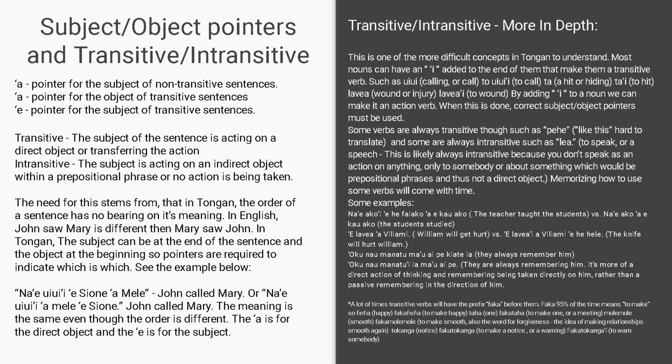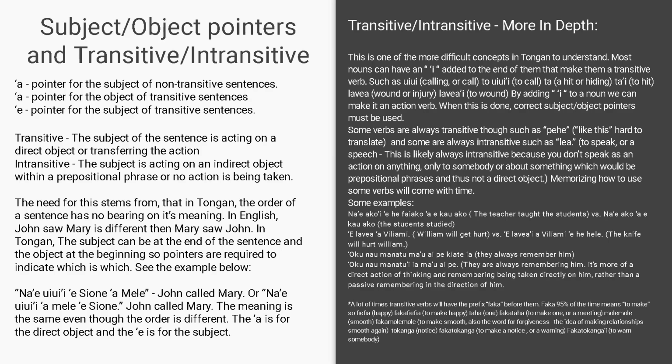Most nouns can have a whakaua e added to the end of them that make them a transitive verb, such as ui, which is a call or a calling, to ui'i, to call. Da, a hit or hiding, to da'i is to hit. Lavea is a wound or an injury, lavea'i is to wound. So by adding the whakaua e to a noun, we can make it an action verb.